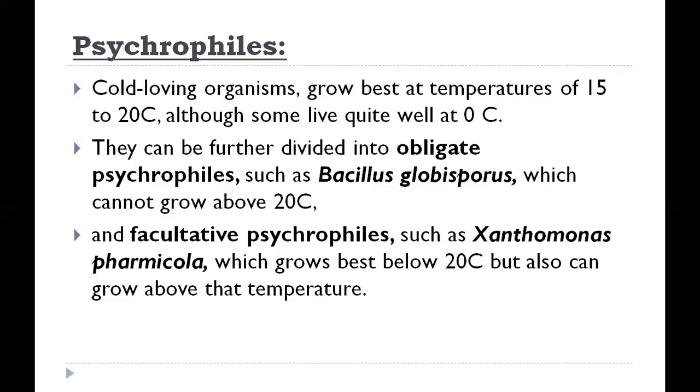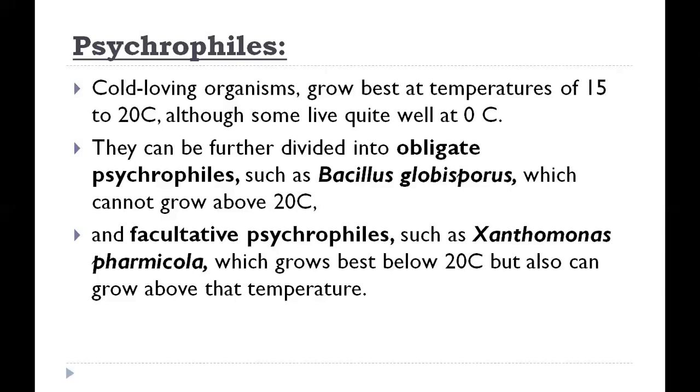They are further divided into obligate psychrophile. If you remember, obligate is must have. The example is Bacillus globisporus, which cannot grow above 20 degrees Celsius. So an obligate psychrophile is the organism which must have low temperature for growth and survival. If you put this organism above 20 degrees Celsius, it will die.